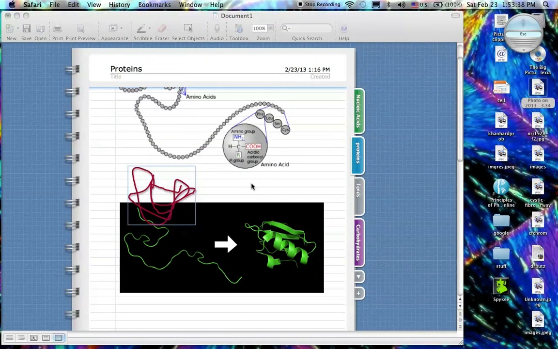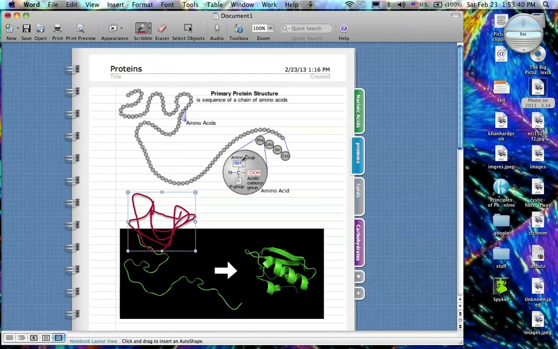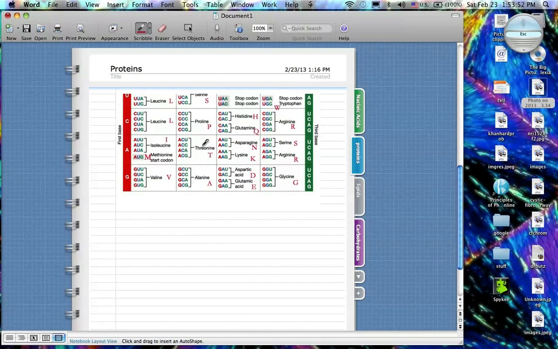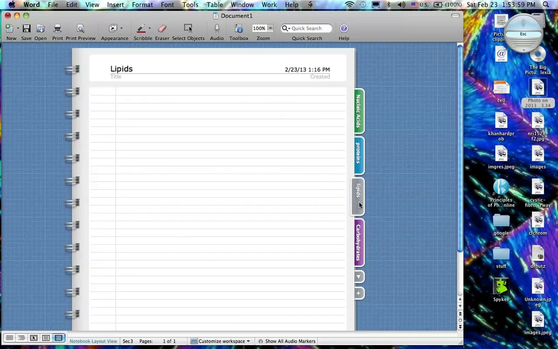So where does the diversity come from? Again, it comes from the amino acids, which are found here. All of these dots are those. I just found this drawing tool, so it's really cool. And those are proteins. Next, we'll move on to lipids.